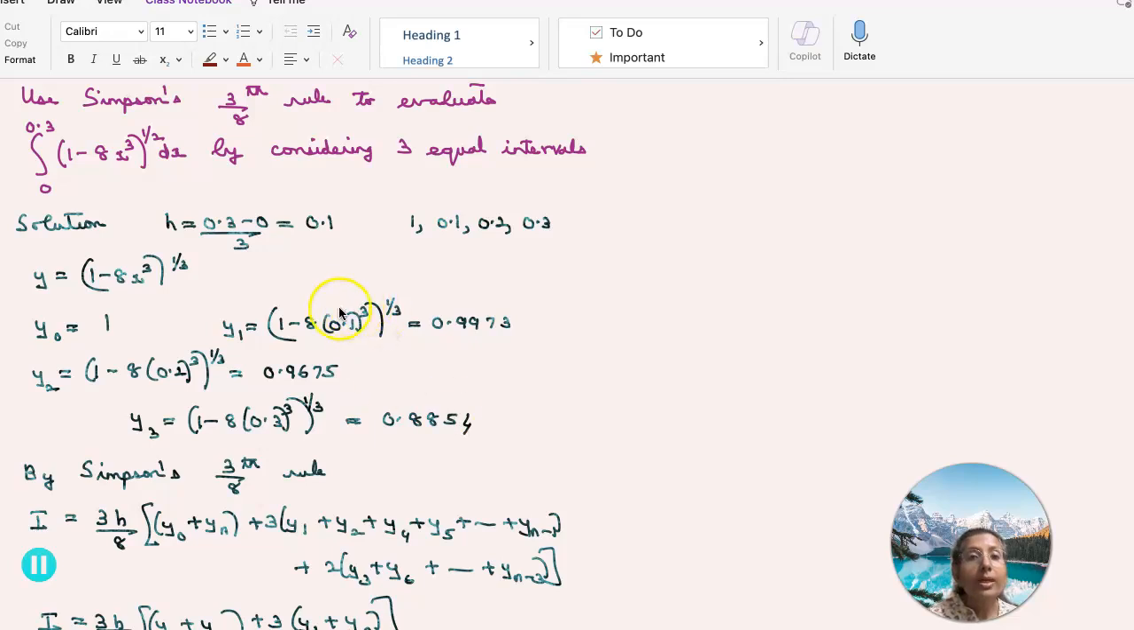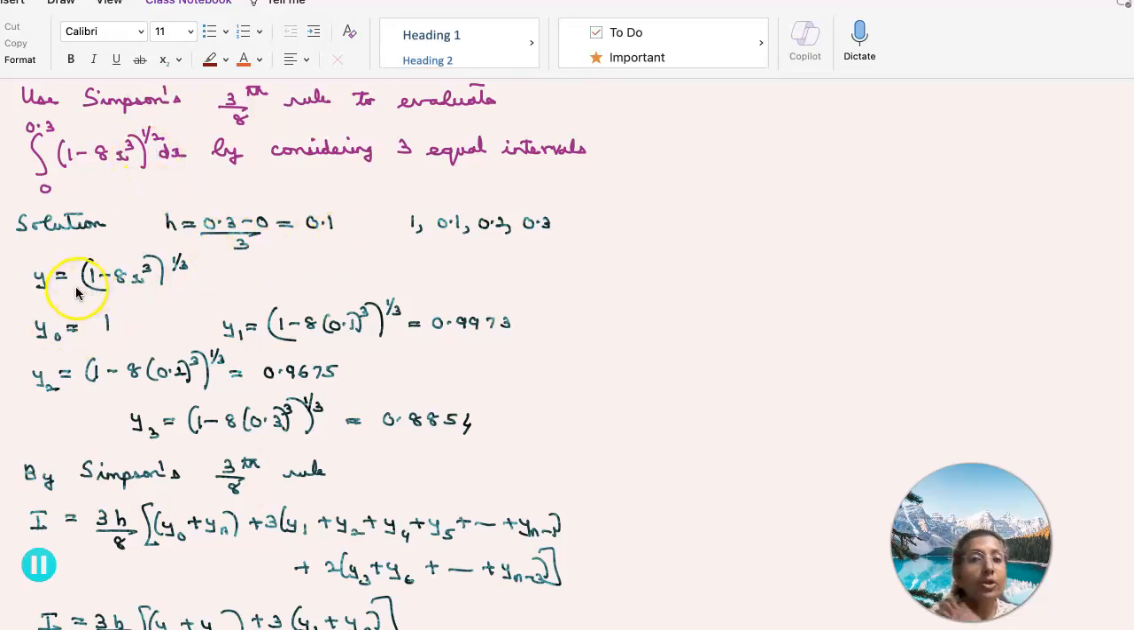So next problem is on Simpson's 3/8 rule. Use Simpson's 3/8 rule to evaluate integral 0 to 0.3 of (1 minus 8x cubed) raised to 1/2 dx by considering 3 equal intervals. So h equal to (0.3 minus 0) by 3, which is 0.1. So your points will be 0, 0.1, 0.2 and 0.3, because h is (b minus a) by n. N is 3 here. Y equal to (1 minus 8x cubed) raised to 1/2.